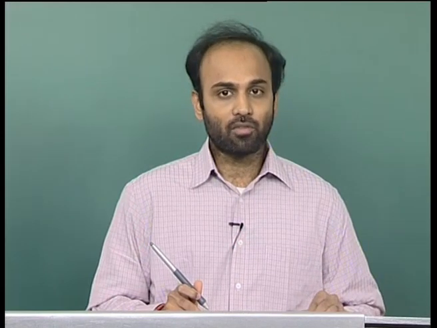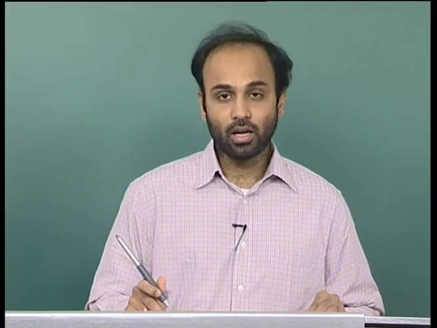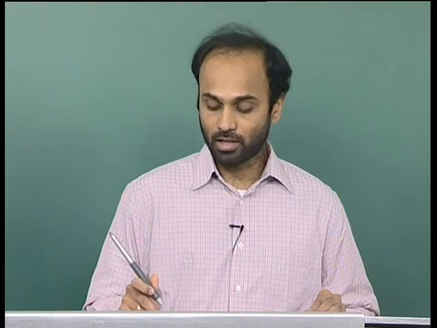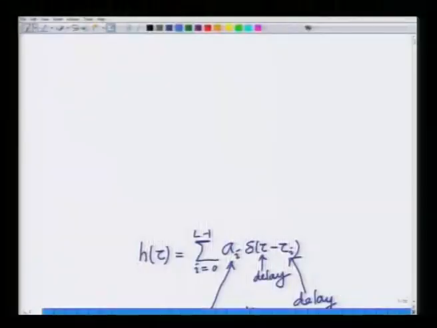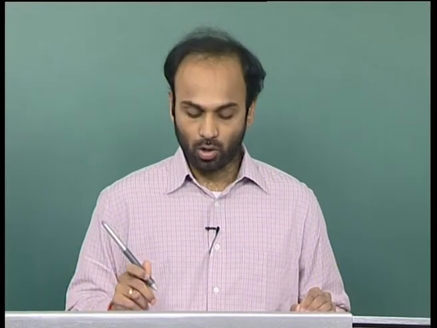Last lecture, before we start today's lecture, let me begin with a recap of last lecture. We said a multipath wireless channel can be represented as a sum of L multipath components. Each component is characterized by an attenuation factor A and a delay tau, that is, the ith path has an attenuation A_i and delay tau_i.